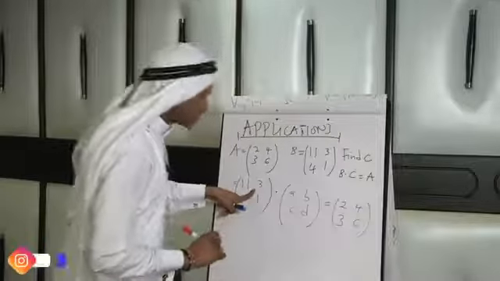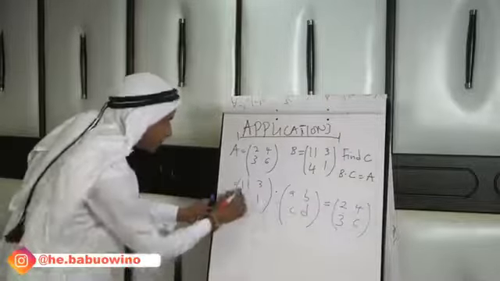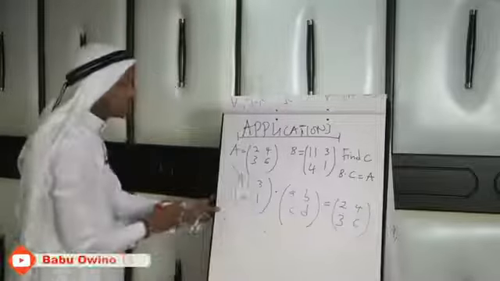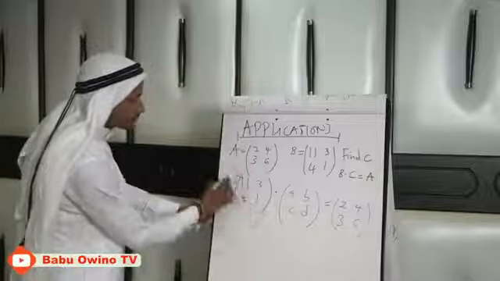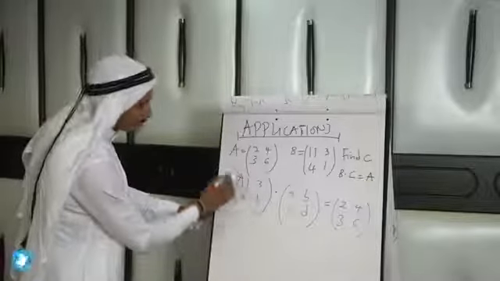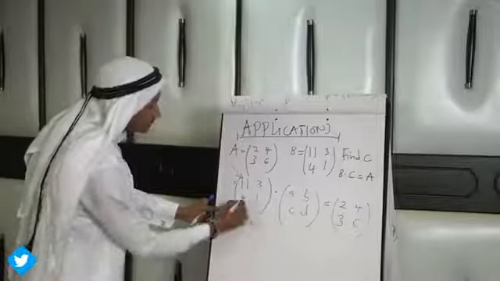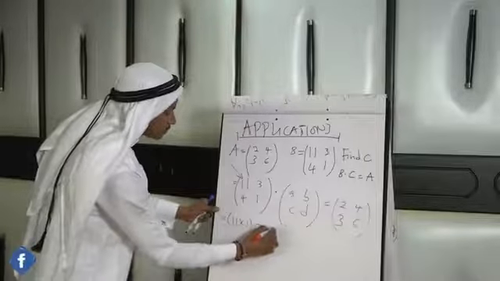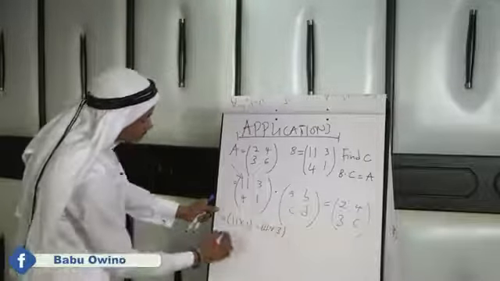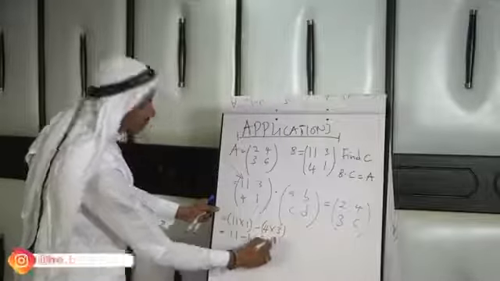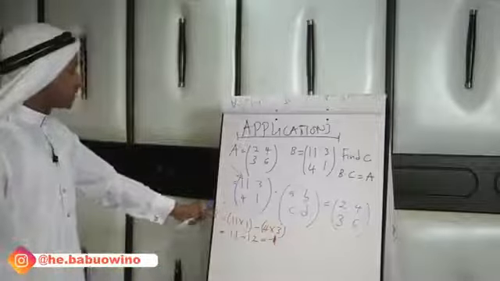Now let's get the inverse of A. We said before you get the inverse, you get the determinant. And when you are getting the determinant, you multiply the leading diagonals. The leading diagonals is 11 times 1 minus 4 times 3. So this is 11 minus 12. This is minus 1. So the determinant is minus 1.